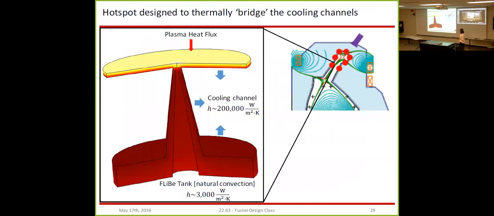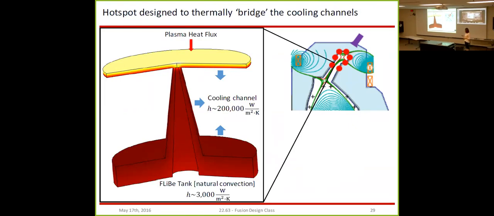All right, we'll start by talking about the hotspots. You should remember that the diverter of ARC is ringed by cooling channels. So if you didn't have hotspots, you wouldn't get any information about the temperature on the inside of the diverter out to the outside because you have the cooling channels carrying away that heat. And the hotspots are designed to take that information from the inside of the diverter and bring it out.